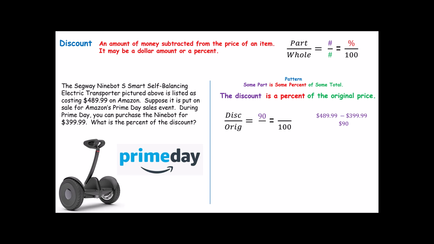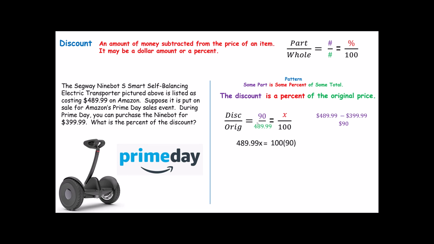A lot of students, when they see this, will simply place $399 and $489 into these blanks without realizing what the part is, or what part we're looking at. We need to know that it's the discount, and we need to know what that term means. We go over here. Do we know what percent the discount is? Well, that was the question that was asked, so that is the unknown. What we do know is the original price, which was $489.99. Now, that's the hard part. The rest is pretty simple.